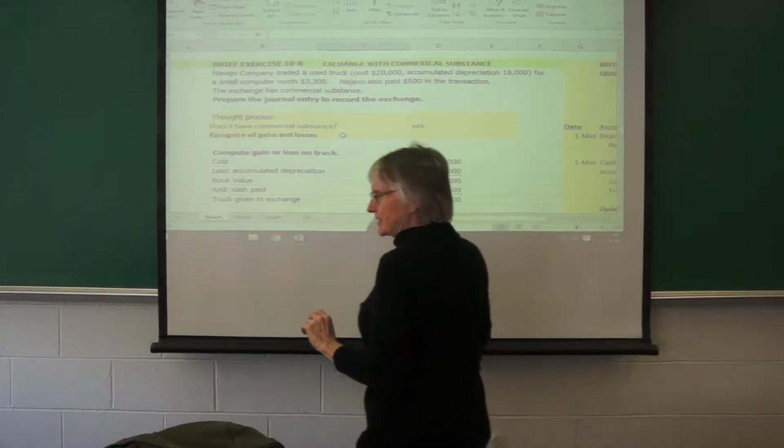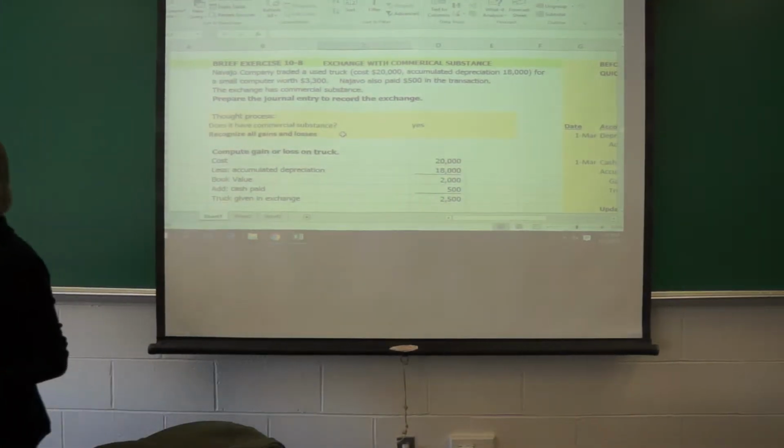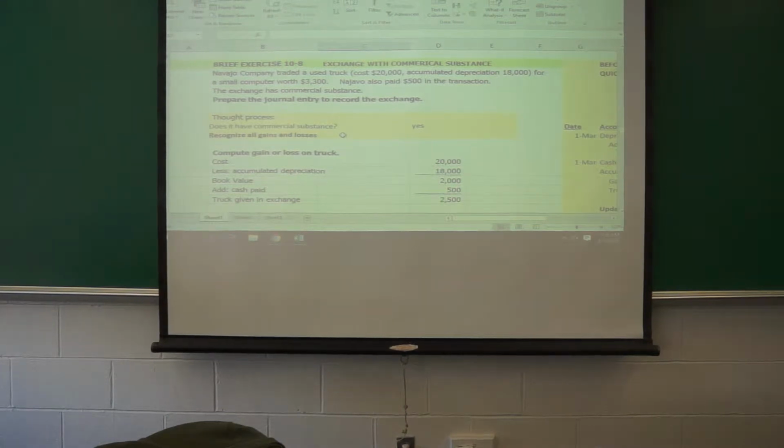Brief exercise 10-8, and sometimes these are good to work through. This company traded a used truck, cost 20, depreciation 18, for a computer worth 3,300. They also paid 500. So right there, you've got most of the information you need for your journal entry.